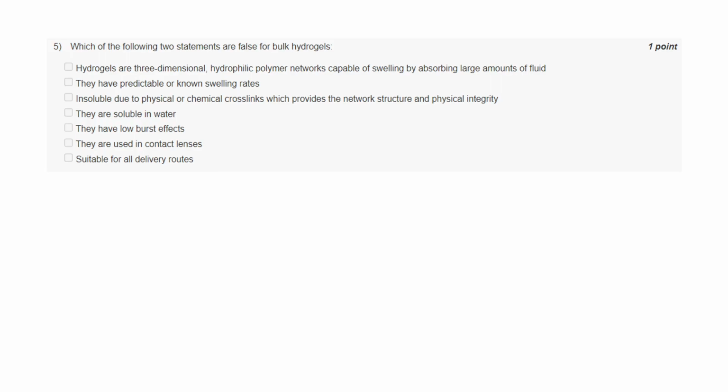They have low burst effects. They are used in contact lenses and suitable for all delivery routes. We have to choose two false statements. Any guesses?